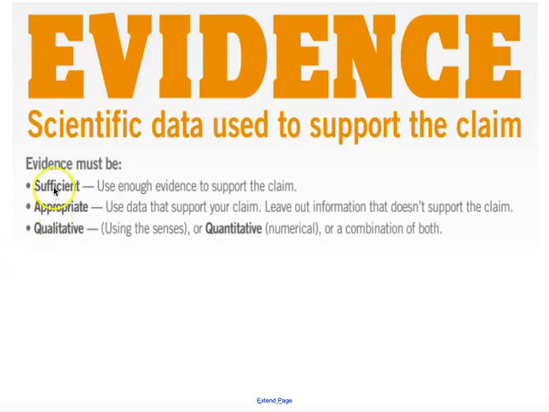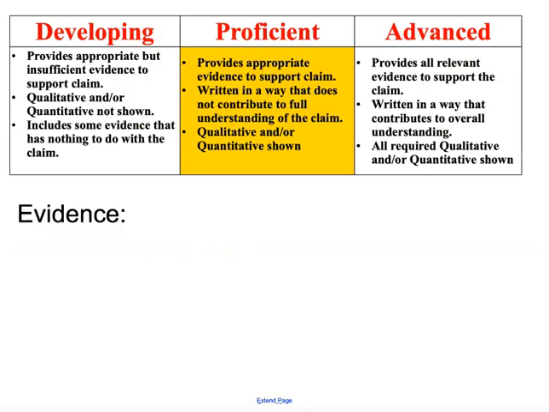Now, your evidence should be sufficient, it should be appropriate, and this is the biggie, qualitative and quantitative. So you have to have numbers when it's relevant. And you have to also have a description and qualitative data. This is one of those mistakes a lot of people will make, is they won't have quantitative data. And in order to be proficient for evidence, you have to do all those things. You have to have the quantitative evidence if it's necessary.